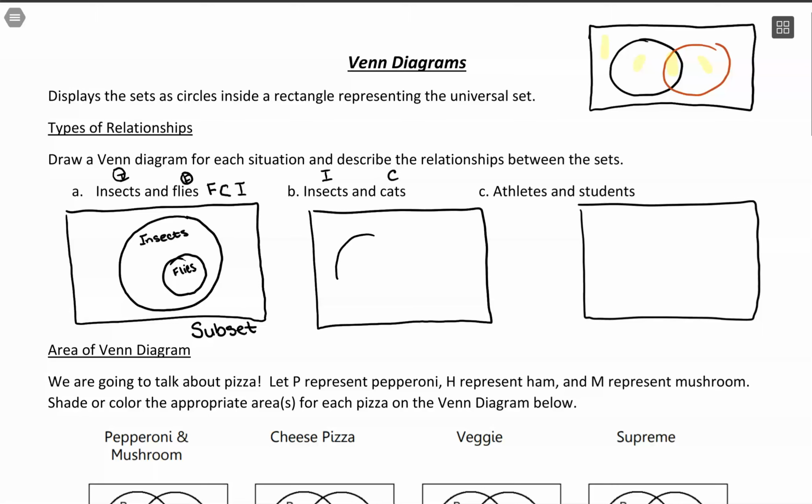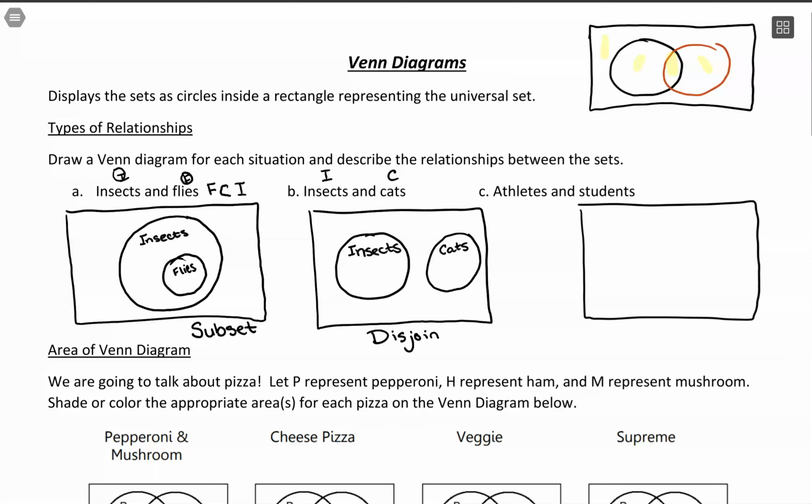So let's say I draw my circle for insects. So if I have my set of insects and then I go to draw my circle for cats, they're not going to overlap. So cats would just be their own set separately. So this graph here is a Venn diagram. It's just that there's no overlap between the 2. They don't intersect anywhere. So with that, we call this disjoint.